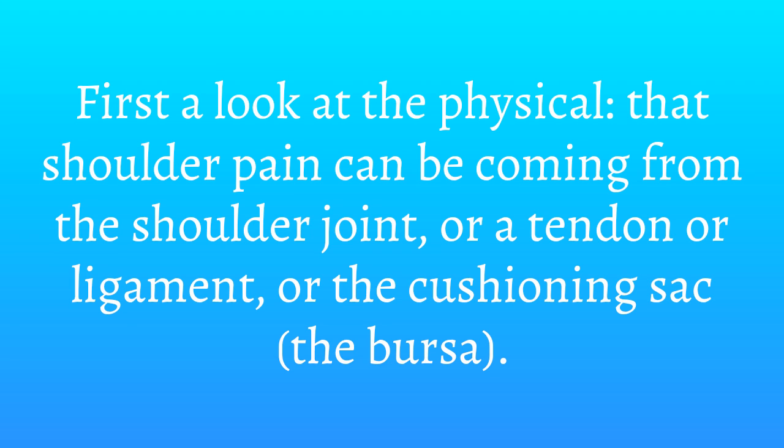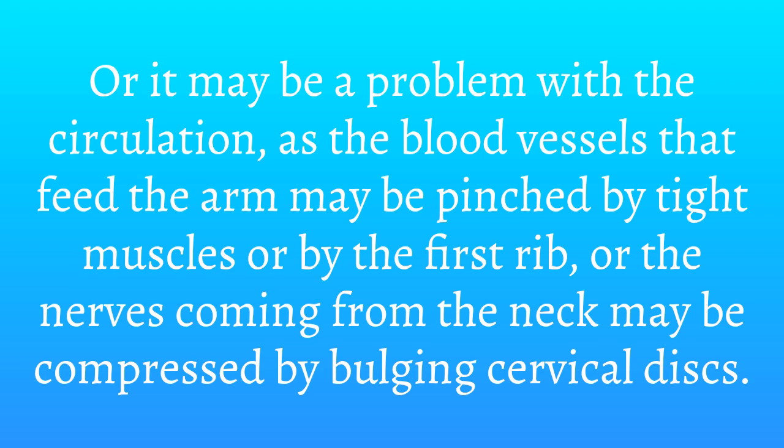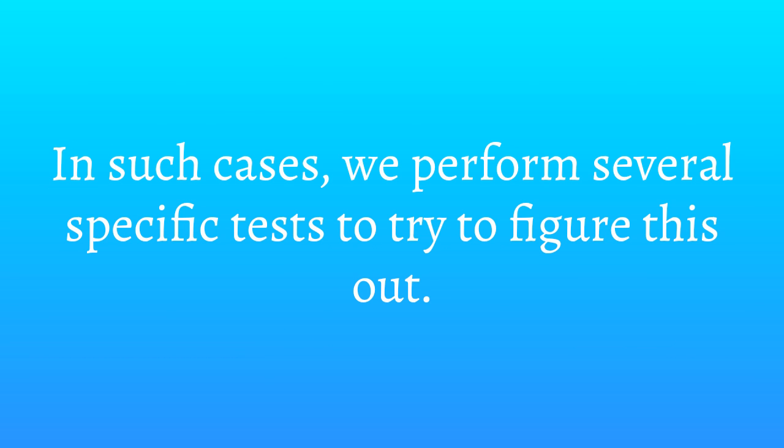That shoulder pain can be coming from the shoulder joint, or a tendon, or ligament, or the cushioning sac, the bursa, or it may be a problem with the circulation, as the blood vessels that feed the arm may be pinched by tight muscles by the first rib, or the nerves coming from the neck may be compressed by bulging cervical discs. In such cases, we perform several specific tests to try to figure this out.